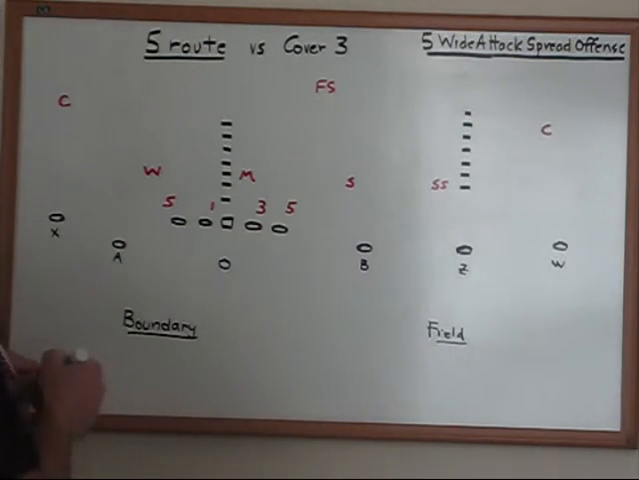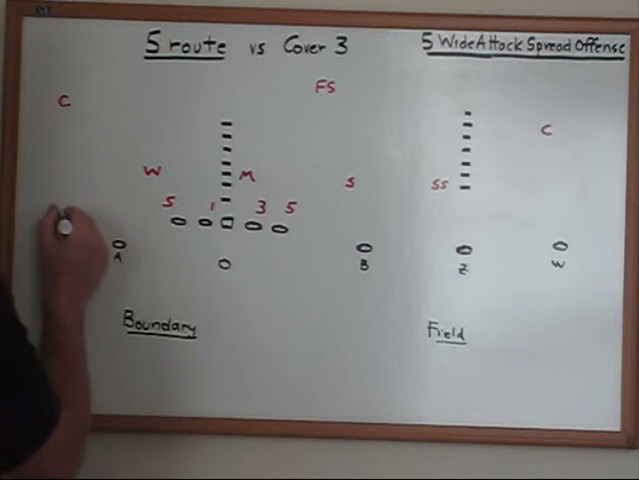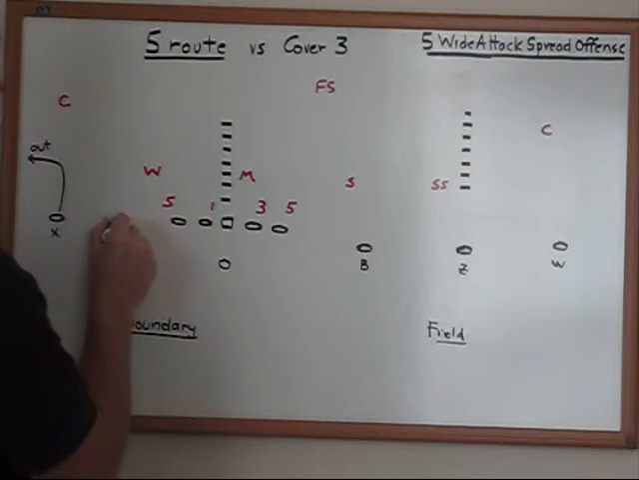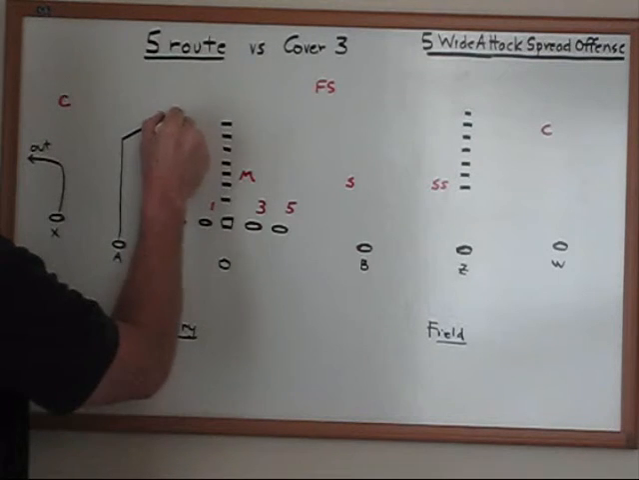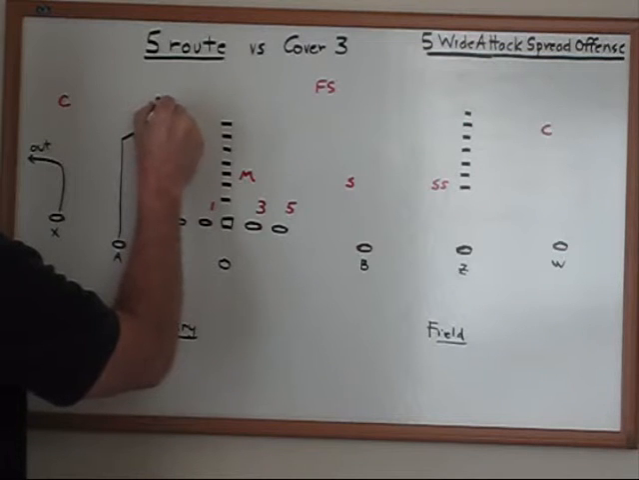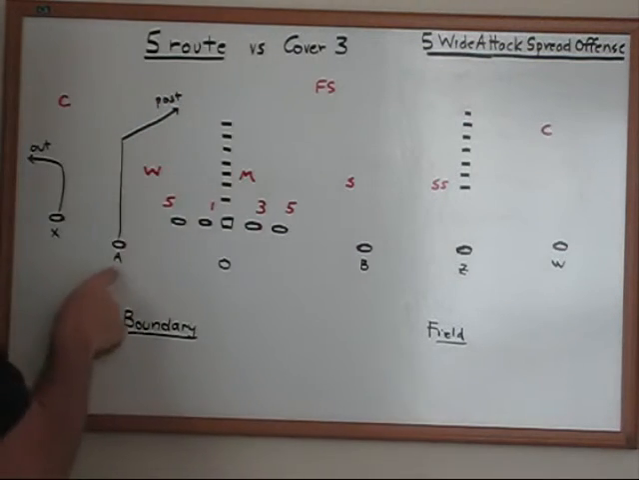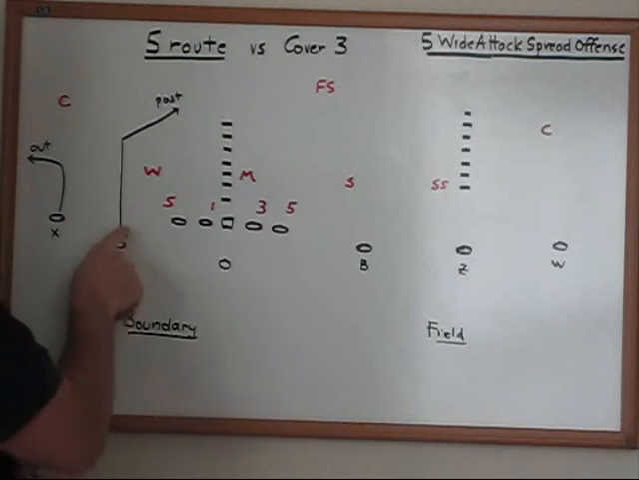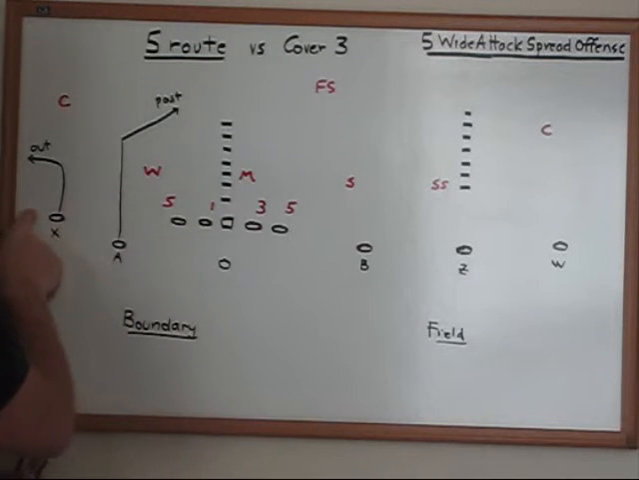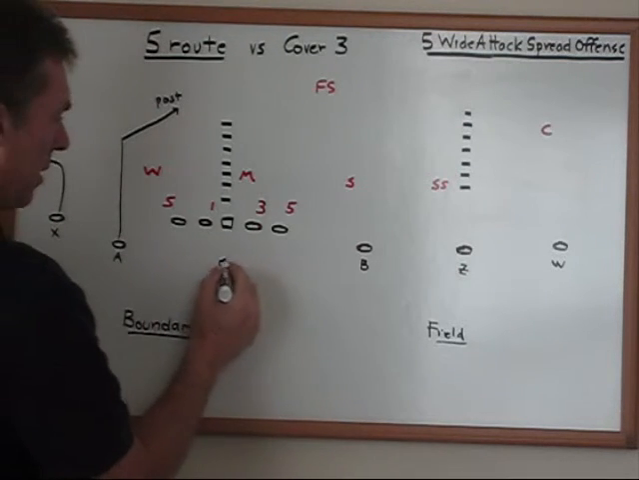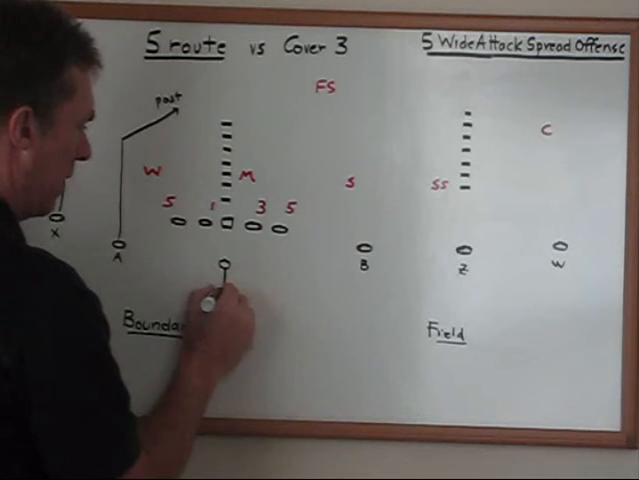So over here in the 5 route to the boundary, the X is going to run a 4-step speed out, and the A is going to run a 7-step post. What we're trying to do here is we're going to use the stem of the A to shield the out route by the X and be able to throw this out in rhythm. So the quarterback takes a quick 3.